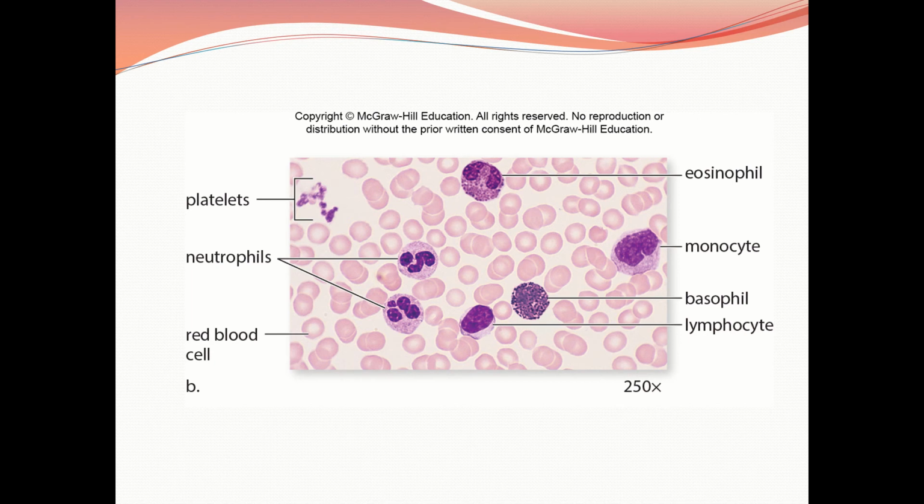This is a slide of blood. The empty space you see around the cells would be the plasma, and the red blood cells are the most numerous elements. The white blood cells are going to be various in their structure and function, and then the platelets are the small purple stained objects.